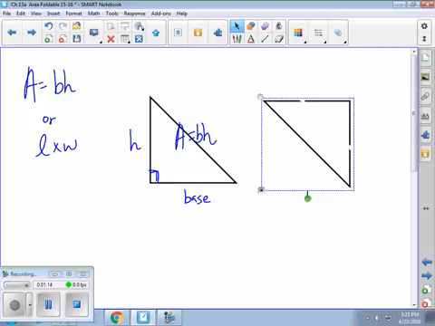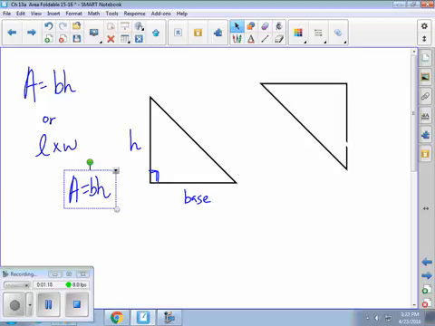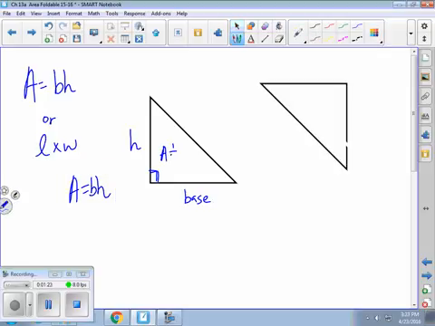If we were to separate the two, now the area of one would be exactly 1/2. It's half the base times height, which is basically our formula. That's the formula for a triangle.